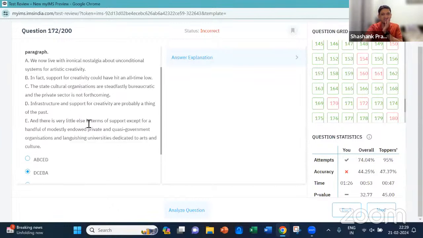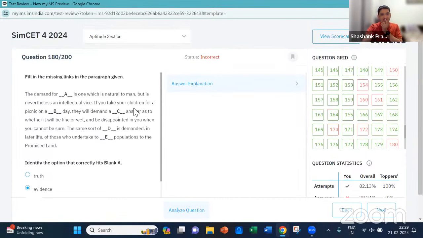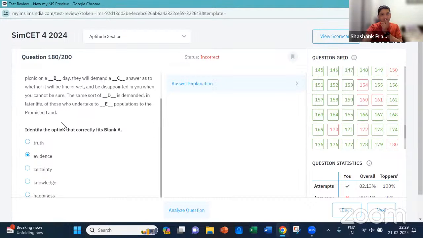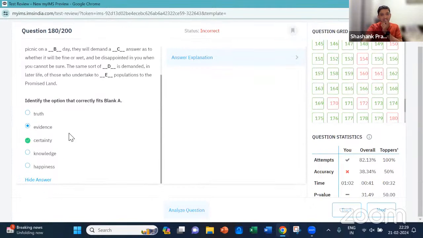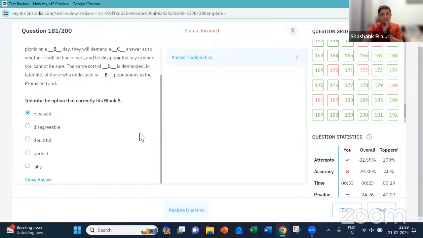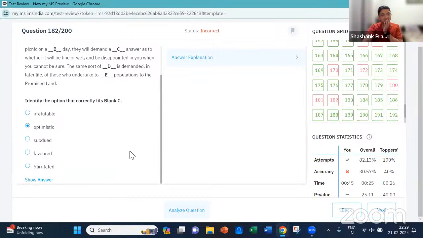Jumble paragraph क्या था? But it was difficult. I don't know. I didn't quite like the jumble paragraph. इसमें क्या था? Correctly fits blank A. Demand for truth. Certainty. Oh, certainty. Did I mark certainty earlier? I think I marked certainty. तीनों गलत हो गए. 181. Doubtful day. Blank C. Optimistic ऐसा. Irrefutable. पता नहीं.